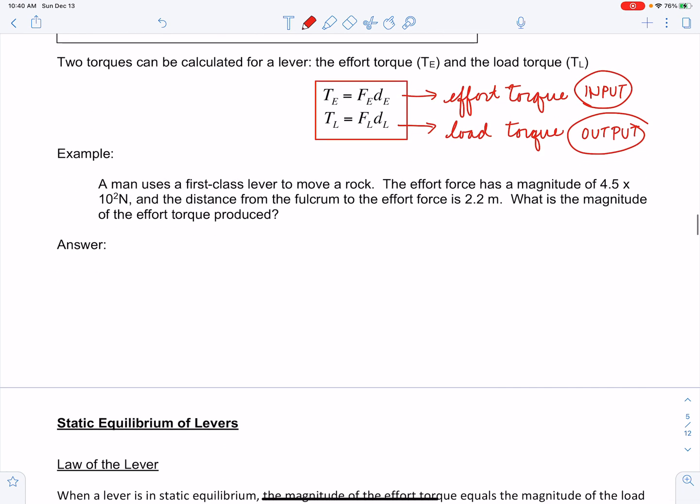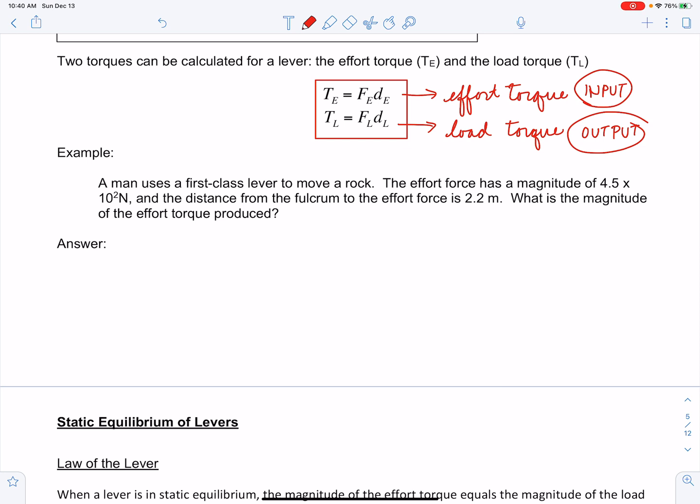Let's try an example, see if we can calculate it. A man uses a first-class lever to move a rock. The effort force has a magnitude of 4.5 times 10 to the power of 2 newtons, and the distance from the fulcrum to the effort force is 2.2 meters. What is the magnitude of the effort torque produced?